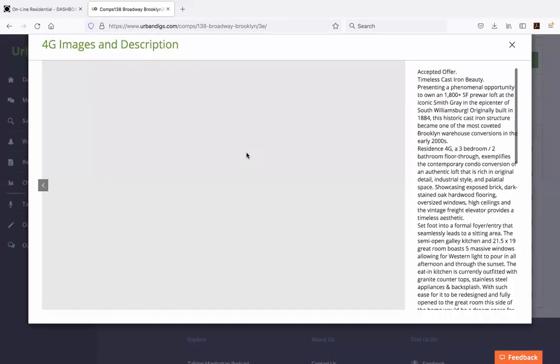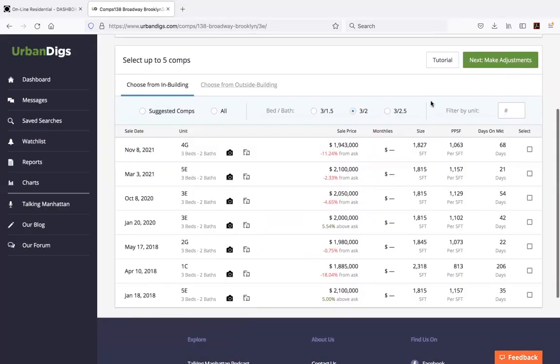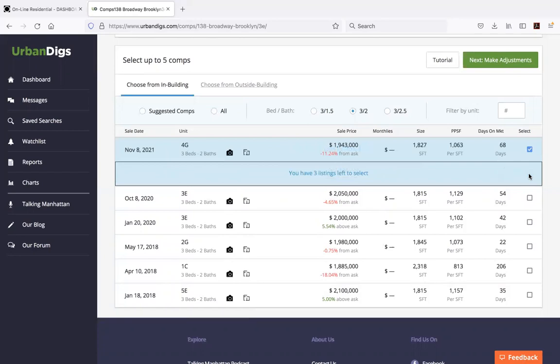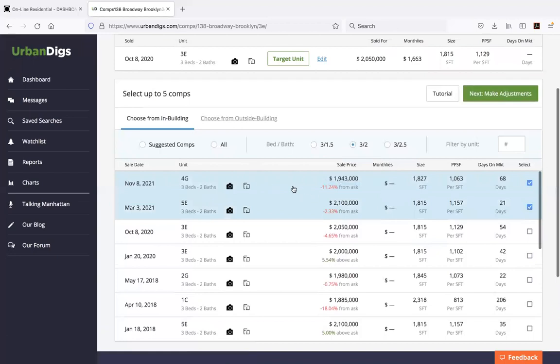Again, this is going to pull stuff from the listing. So we've got 3 bedrooms, 2 baths, nice layout, open kitchen and stuff like that. So let's take that as one of the comps that we want to use. 5E also sold, and that's a great comp to use. 3E sold twice, in January and October. So those are two good ones that happened recently in the building.